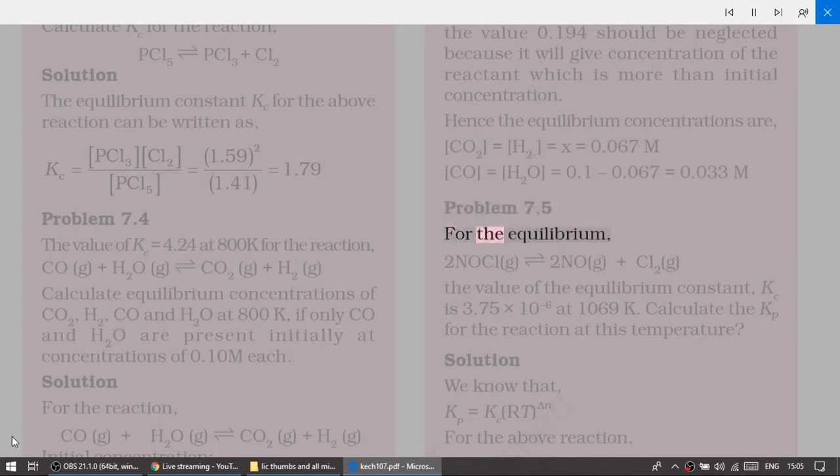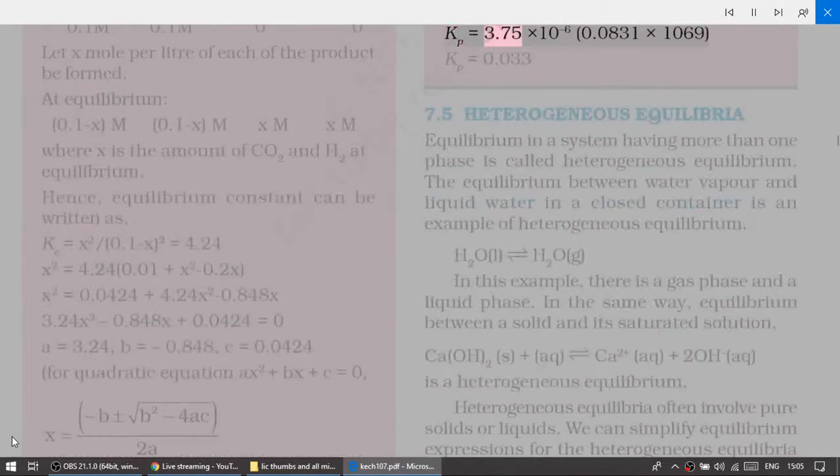Problem 7.5. For the equilibrium 2NOCl(g) ⇌ 2NO(g) + Cl2(g), the value of the equilibrium constant Kc is 3.75 × 10^-6 at 1069 K. Calculate the Kp for the reaction at this temperature. Solution: We know that Kp = Kc(RT)^Δn. For the above reaction, Δn = (2 + 1) − 2 = 1. Kp = 3.75 × 10^-6 × 0.0831 × 1069.